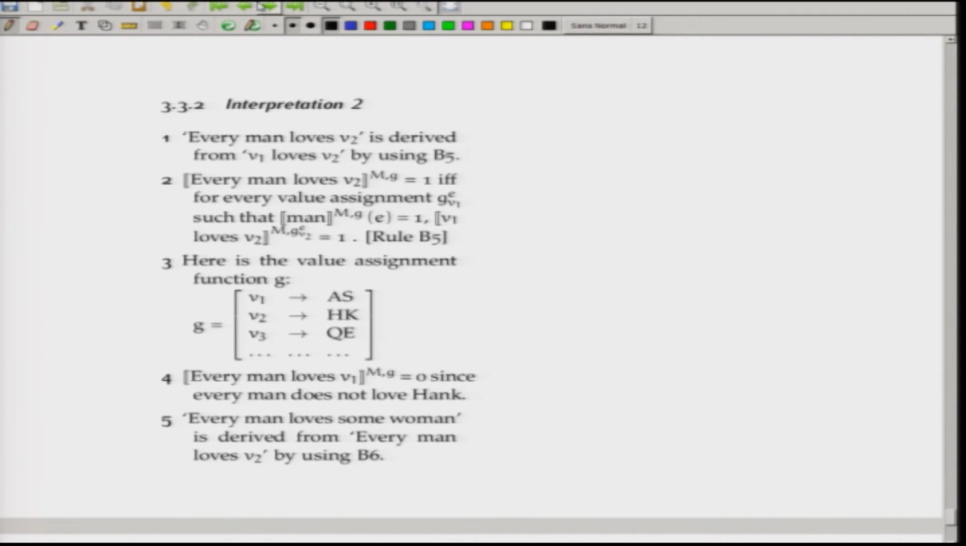So, we just write once again V1 loves V2, and what is the point? First it is men. So V1 goes to, anything, all the things will be listed anyway, but the direction in this case will be different. Because the first one is every, it will be AS and HK and QE and KR, and the second one, V1, we can just do it very briefly.